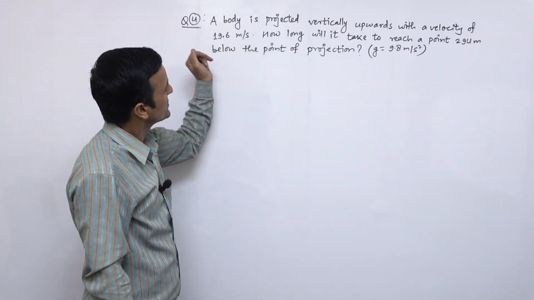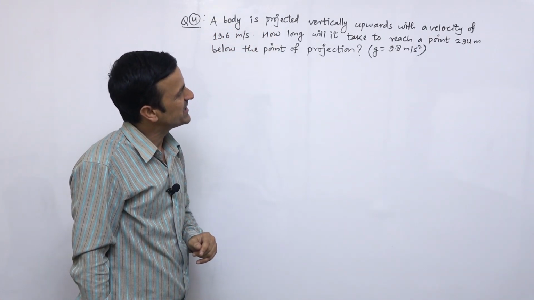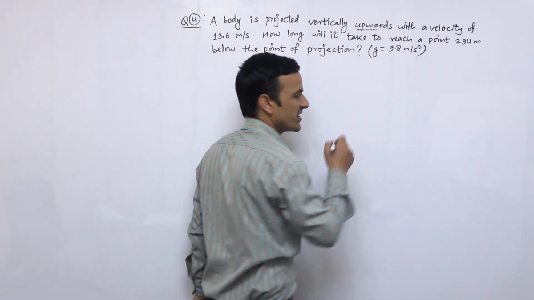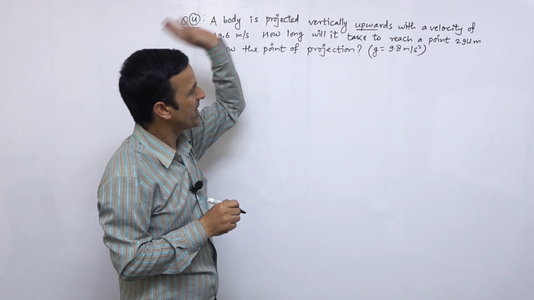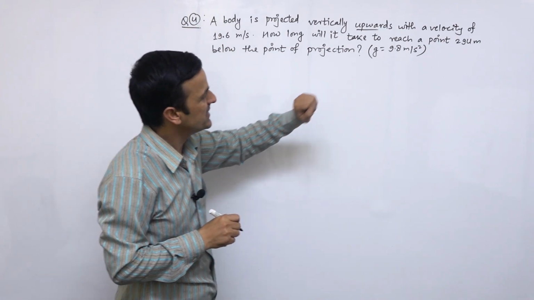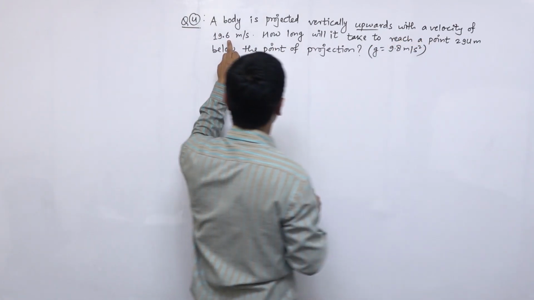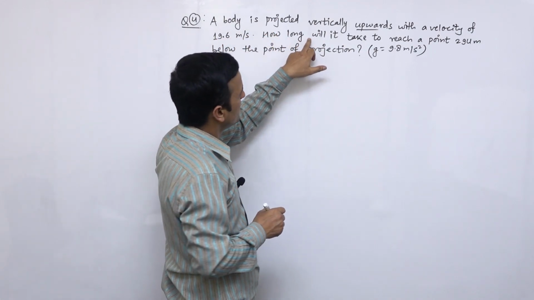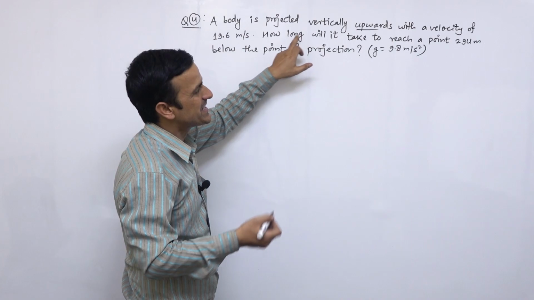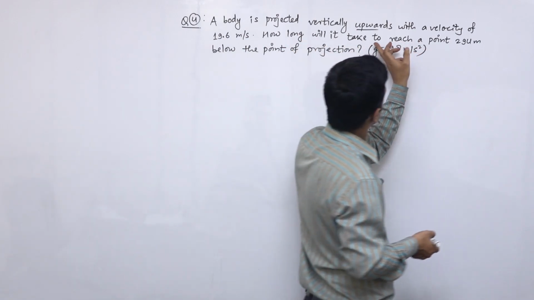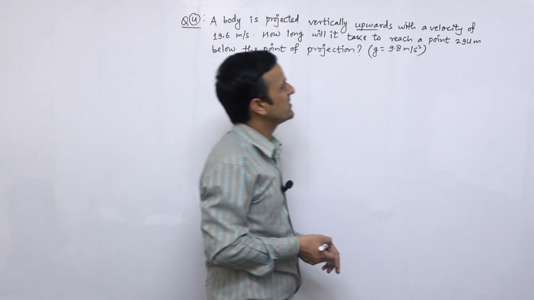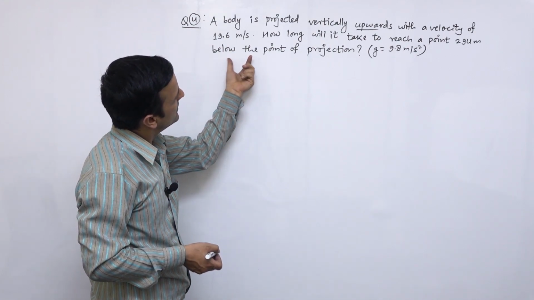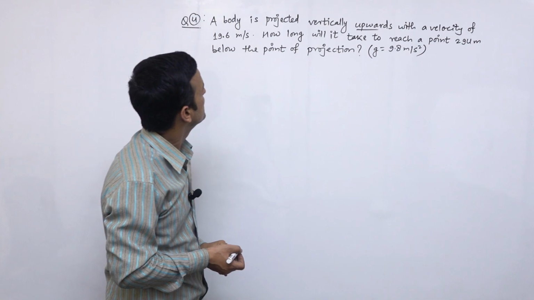We have another question. A body is projected vertically upwards. Vertically upward. It is also upward direction. Particle is going upward against the gravity with a velocity of 19.6 meter per second. And at what time does it take to reach a point 294 meter below the point of projection. So this is the question.